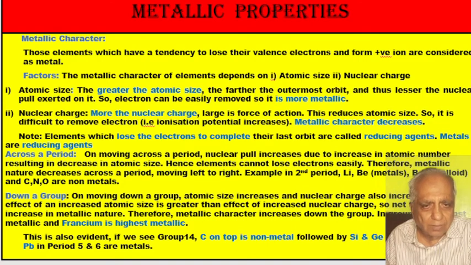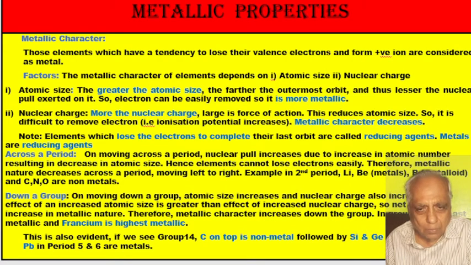Now we'll go to nuclear charge. When we say nuclear charge is more, assuming the size is the same, it means the nucleus is attracting the electron with a larger force, so removing it is difficult. So metallic character decreases. So you should learn that if the nuclear charge is more, metallic character decreases. If the size is more, metallic character increases. Having understood this, now we will be able to see the variation across the period and down the group. Elements which lose electrons to complete their last orbit are called reducing agents. So metals are reducing agents because they are losing valence electrons.